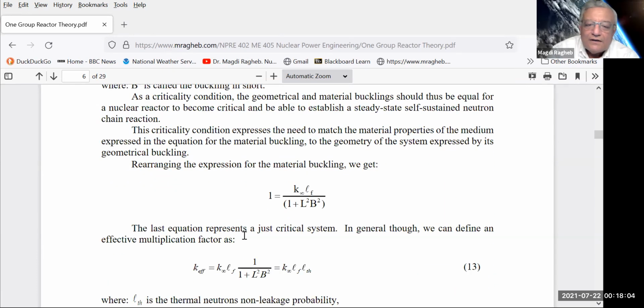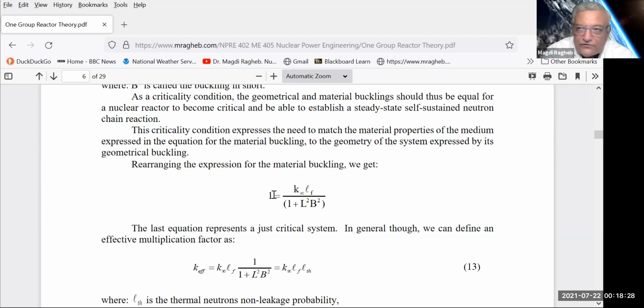It gets that 1 is equal to the infinite medium multiplication factor multiplied into the fast non-leakage probability divided by 1 plus L squared B squared. L squared is the diffusion area, and B squared is what we call the buckling. And that 1 here establishes a situation where we have a steady state.